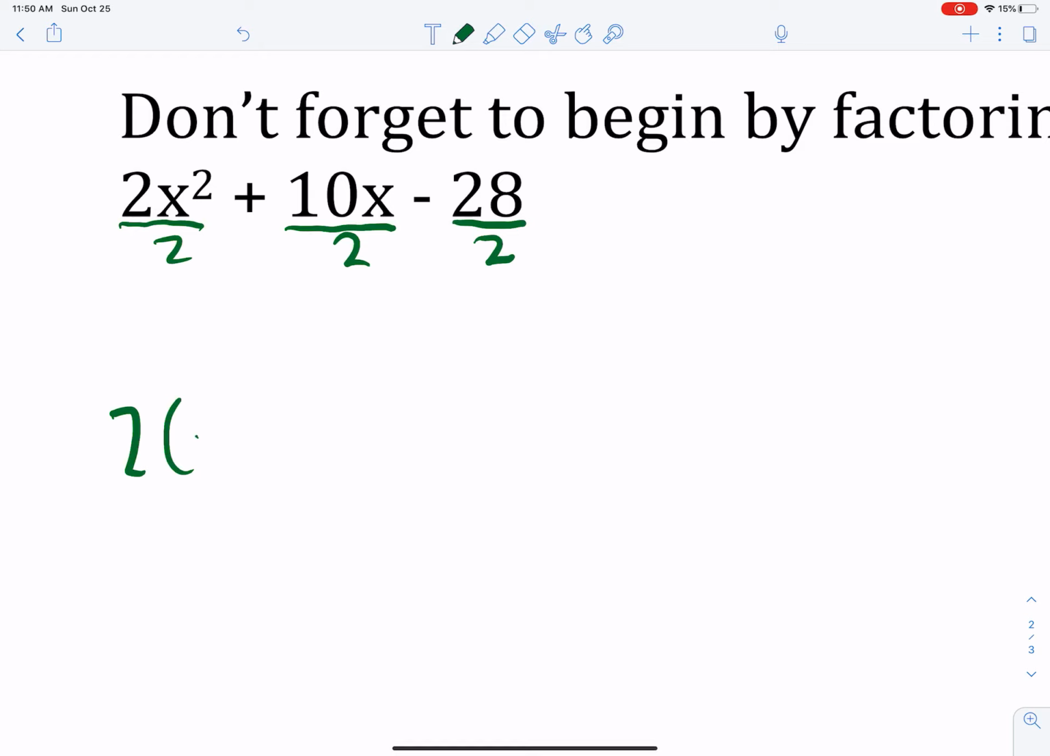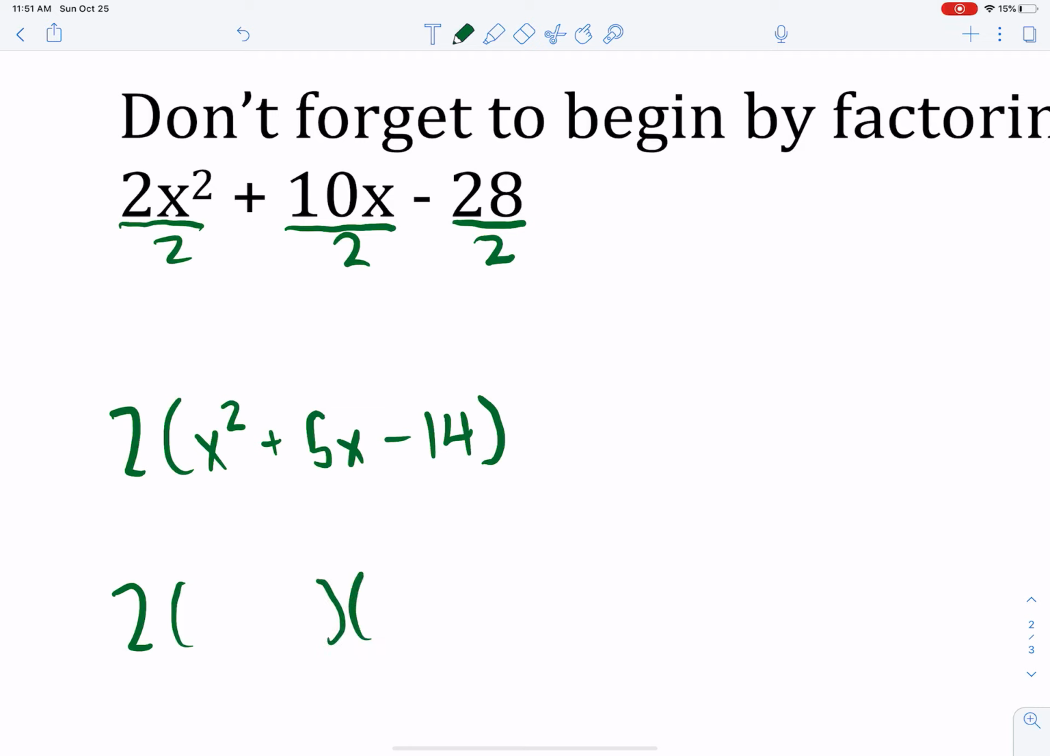2x squared divided by 2 is x squared. 10x divided by 2 is plus 5x. Minus 28 divided by 2 is minus 14. Now that we've factored out the greatest common factor, we're still going to leave that at the front, and we're going to try to take that next parentheses and break it up into two groups. It starts with x squared, so we're going to put an x at the beginning of each one.